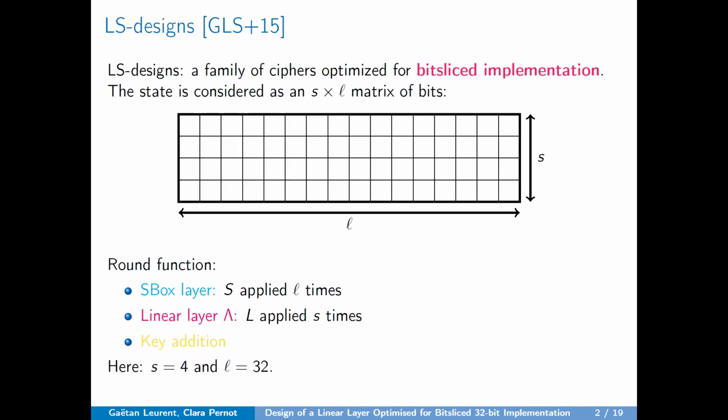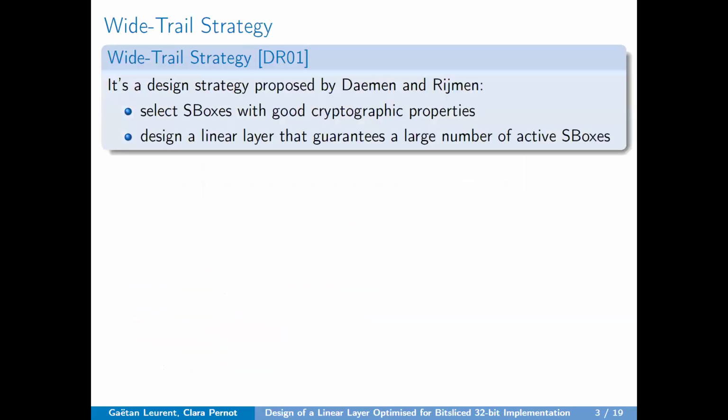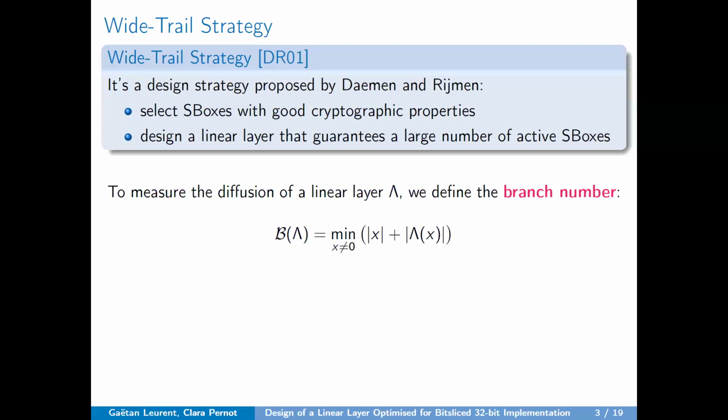So typically, we will have 4 lines on 32 columns. So it will do 128 bits, so it's quite convenient. In 2001, Vincent Rijmen and Joan Daemen proposed the wide trail strategy. So they say that we not only require to select the S-boxes that have some good cryptographic properties, but we also require to design some linear layers that guarantee a large number of active S-boxes. And to measure the diffusion of the linear layer, we will use the branch number.